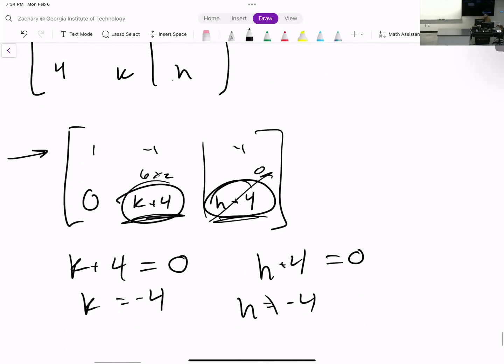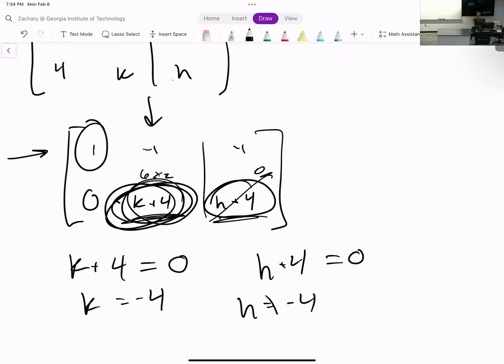So here, what we're looking for is a situation where we have no free variables, okay? And a situation where we have no free variables means we have 2 pivots. So we already have 1, and we're looking for a second one here, and that has to come from this value. So this value can't be 0 for it to be a pivot, right? So we just have to solve k plus 4 not equal to 0. And that's how we do that. Cool. Any other questions on this one?